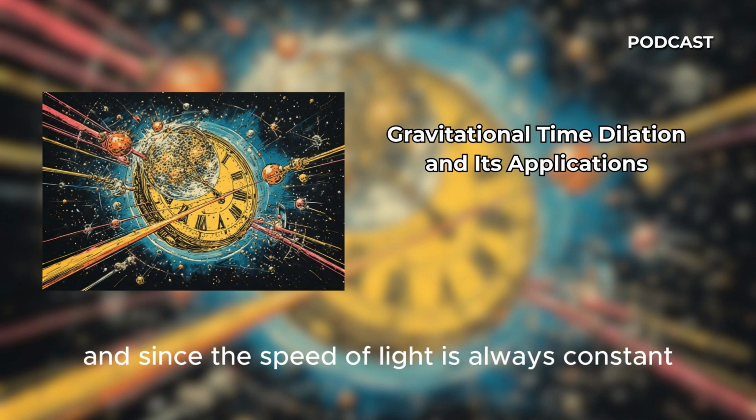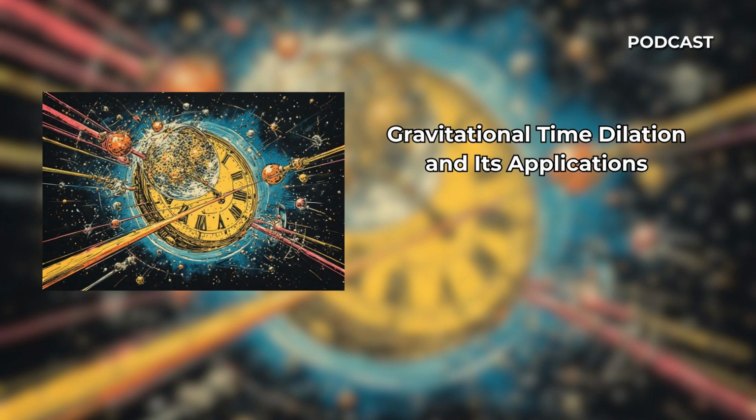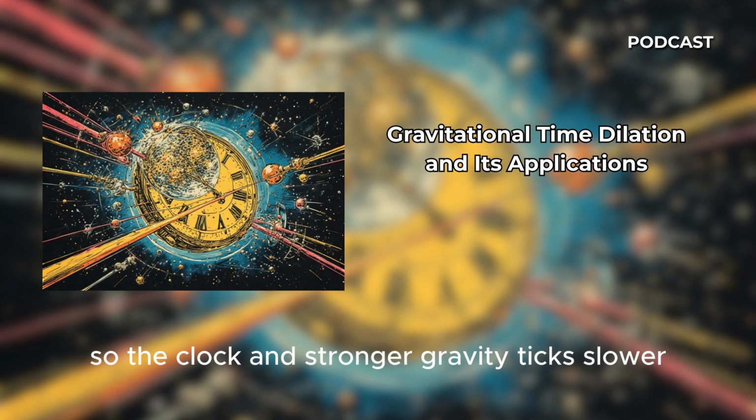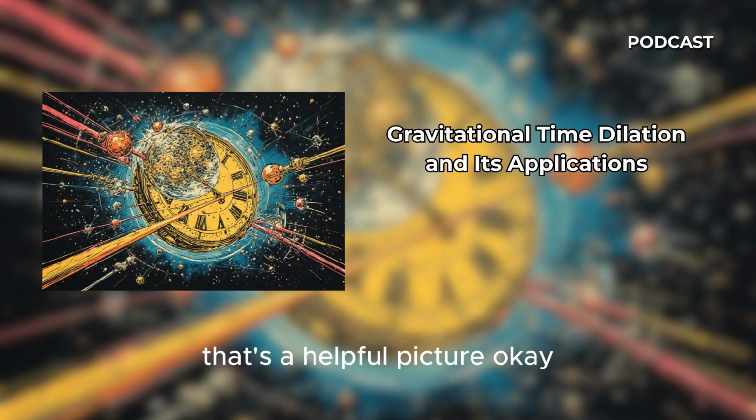curvature. And since the speed of light is always constant, a longer path means each tick takes longer. So the clock in stronger gravity ticks slower. It helps visualize the link between the geometry of space-time and the rate of time. That's a helpful picture. Great.